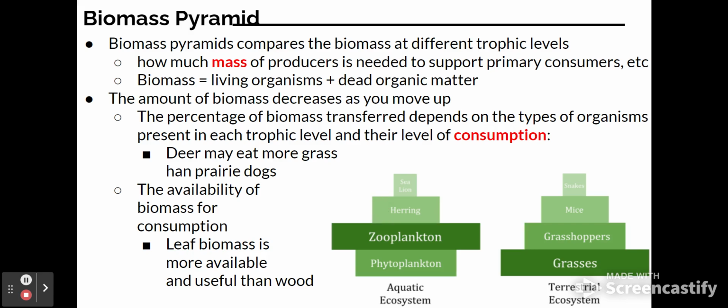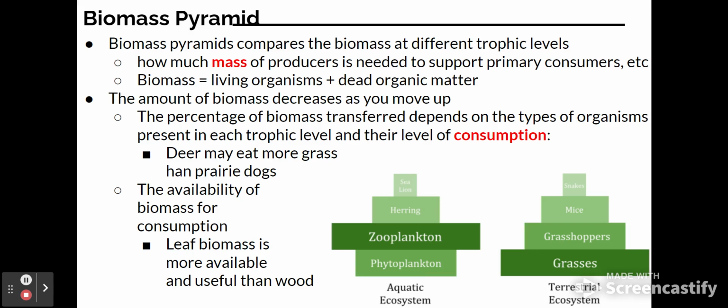Biomass pyramids just compare the different biomass at different trophic levels. This is how much mass, so how much material, matter, how much we weigh without gravity involved, is needed to support the primary consumers. Biomass is basically the combination of living organisms and dead organic matter. The amount of biomass decreases as you move up, so the percent of biomass transferred depends on the type of organisms present in that level and their level of consumption.